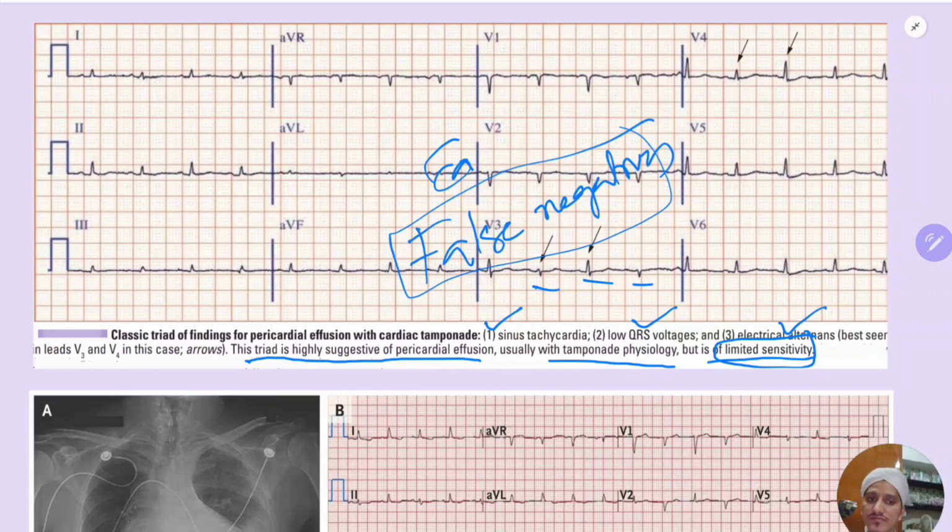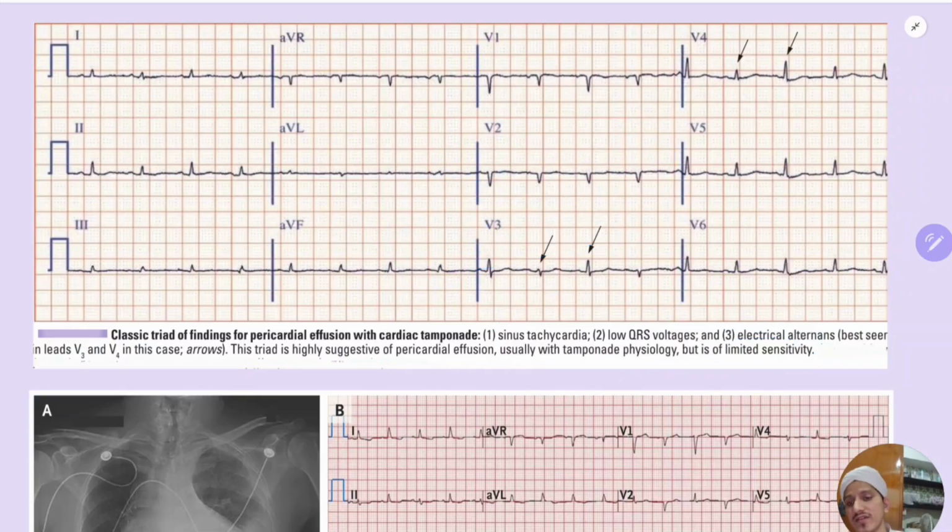Okay, that means low sensitivity means they may not be present always, but if they are present, then definitely that is there, that is specificity. Okay, so electrical alternans. What is the triad? Sinus tachycardia, low QRS voltages, and electrical alternans is the triad of cardiac tamponade in ECG. Whether there is tachycardia, yes, 100 beats per minute is the rate.